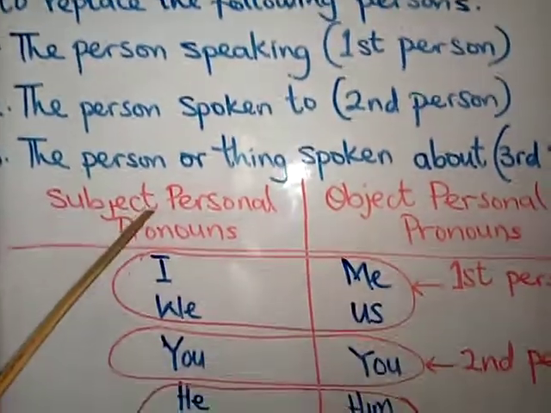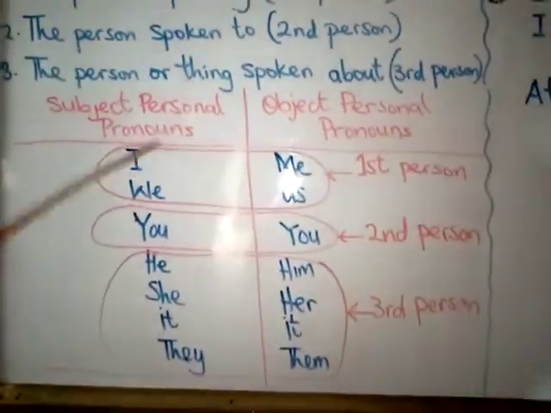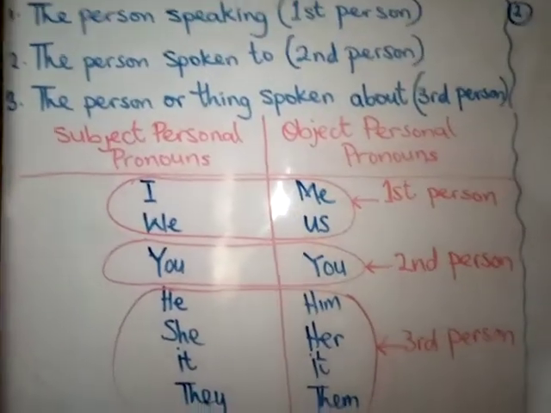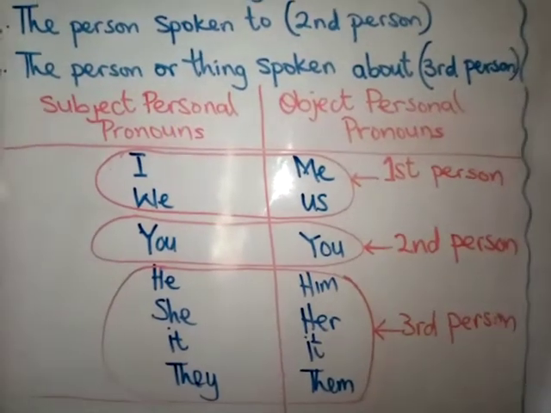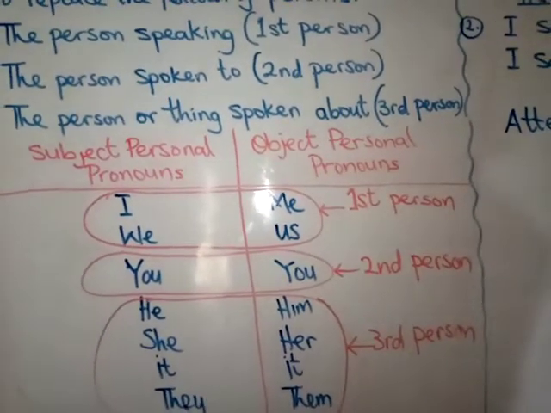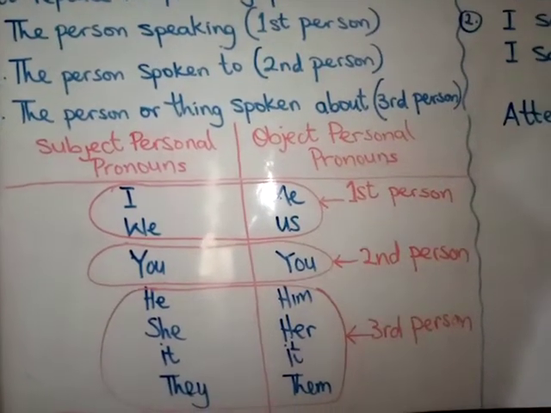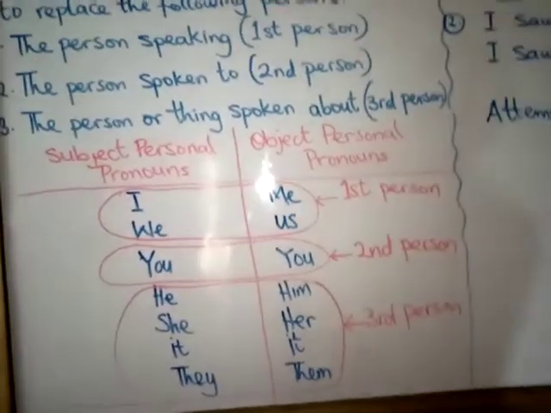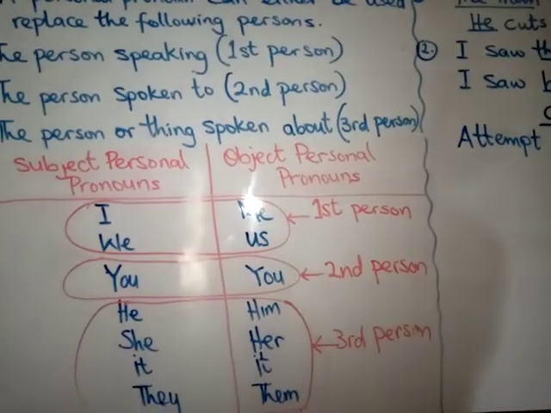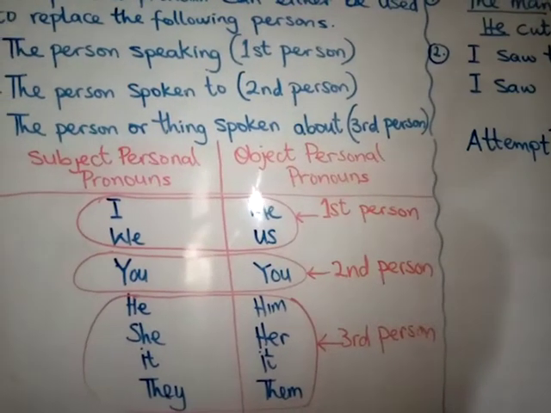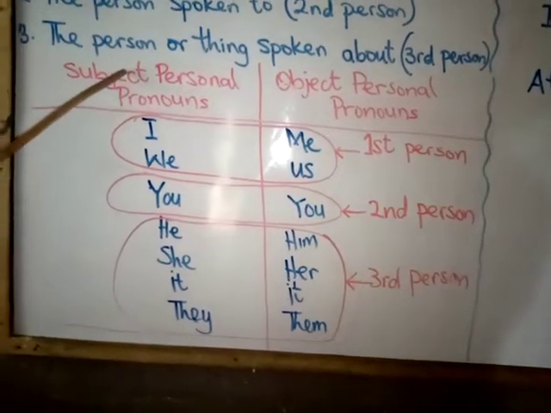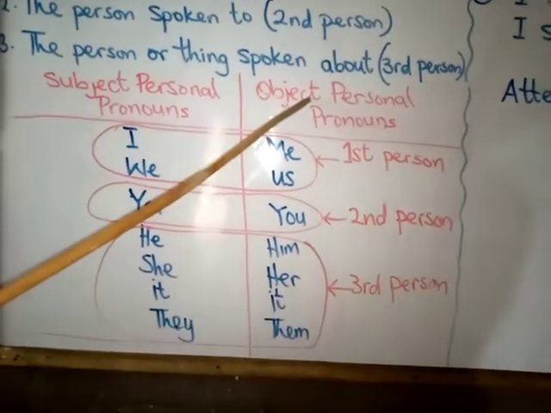Look at the example: subject personal pronoun, object personal pronoun. It will be good for us to know what subject and object of a sentence simply mean. The subject of a sentence refers to the doer of an action in a sentence. The person that performs the action is what we call the subject, while the receiver of an action is what we call the object of a sentence. The subject will perform the action while the object will receive it.